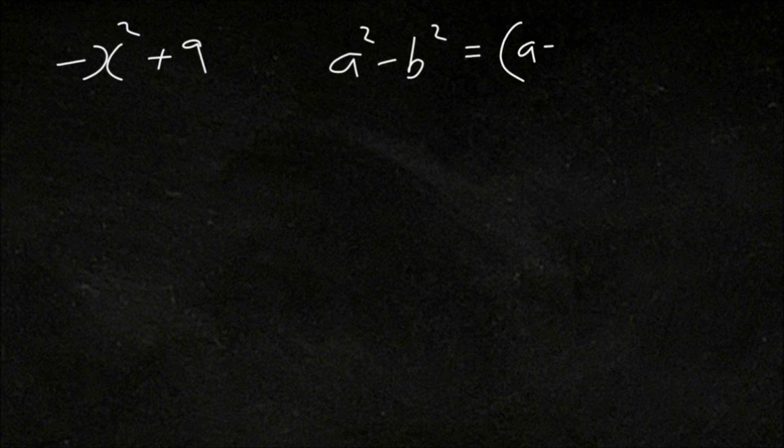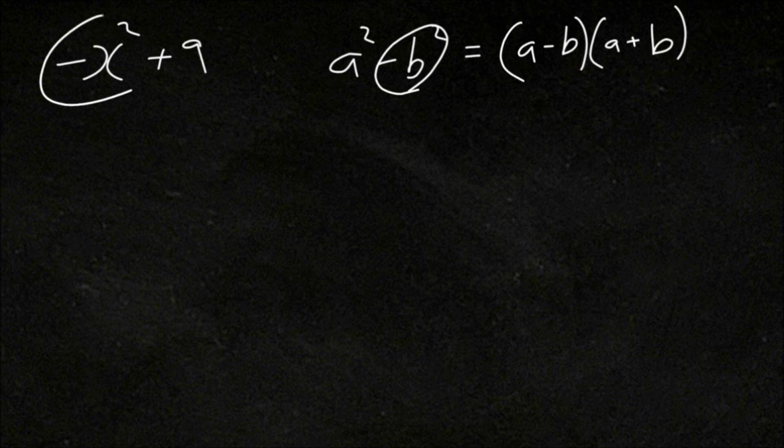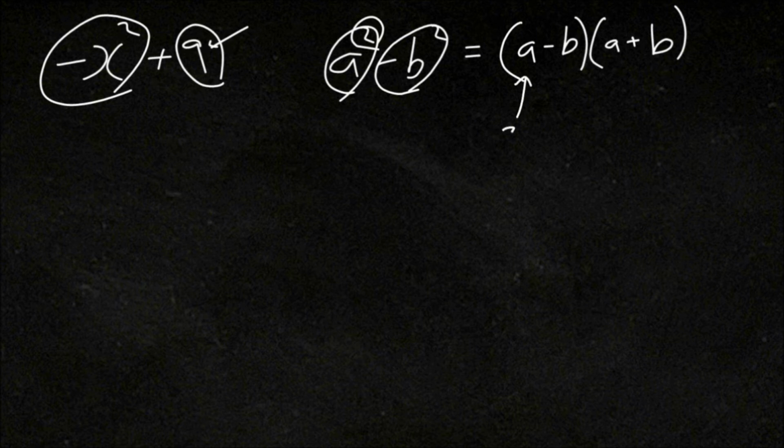So if we had our negative x squared plus 9, the general form for a difference of two squares is a squared minus b squared equals a minus b, a plus b. Here we can see the b resembles our x and the a resembles the 9. So we'll look at the square root of our 9, and that's 3. So a would be 3. The square root of our x squared would just be x.